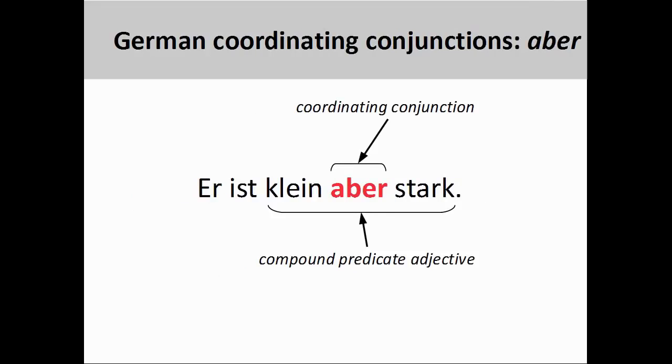The coordinating conjunction aber, but, however, is used to express a contrast or an exception. As you see on the screen, the conjunction can be used to merge two apparently contradictory adjectives, klein, small, and stark, strong, to express the idea that the subject of the sentence, despite his small stature, possesses a remarkable physical strength. The merging of these two adjectives creates the compound predicate adjective on the screen.